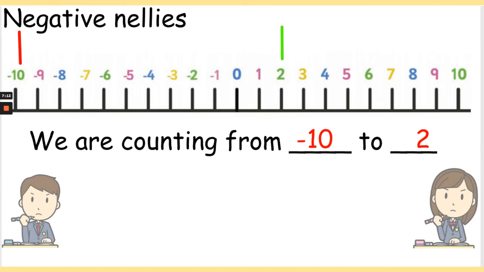Okay, now we are on to Negative Nellies, and we are counting from -10 to 2. So start at -10 and make your way to 2 and find out what the difference is. That's what we're looking for, the difference between these numbers. Pause the video now.